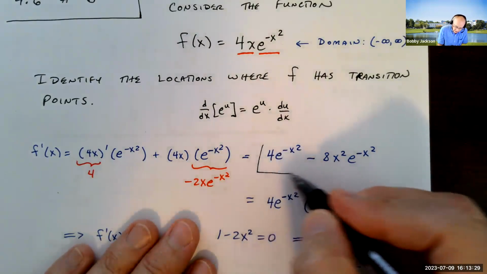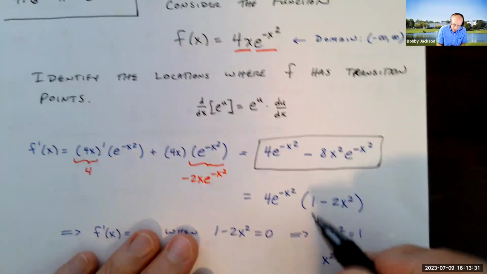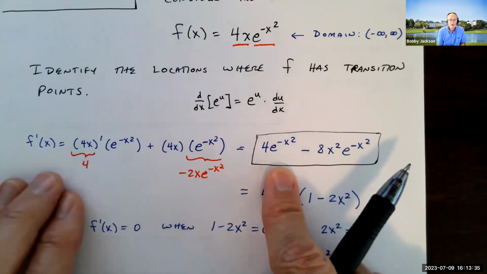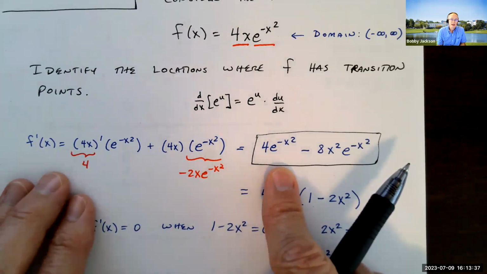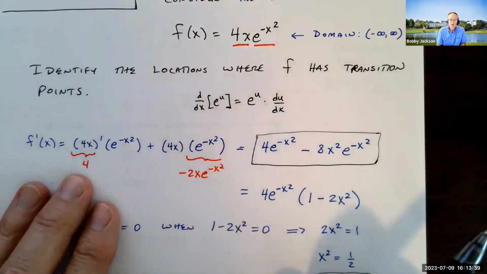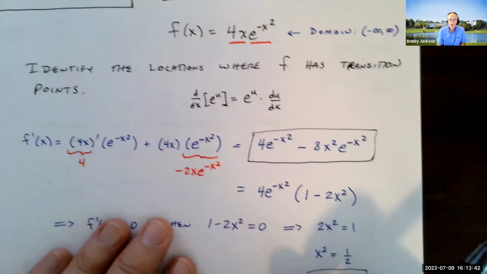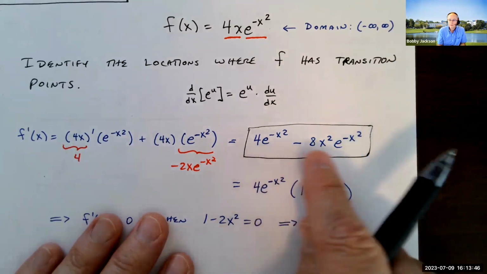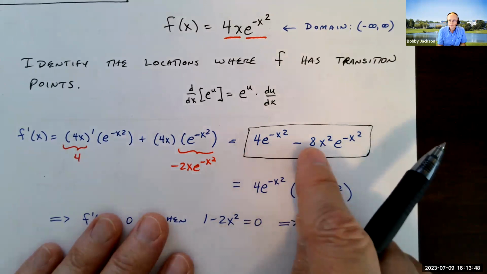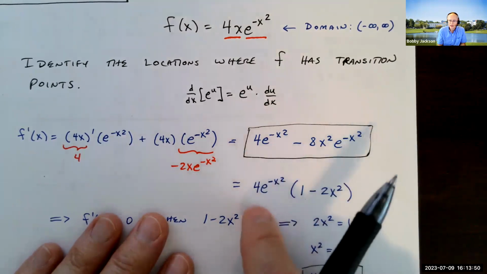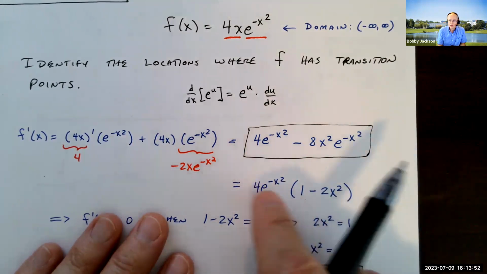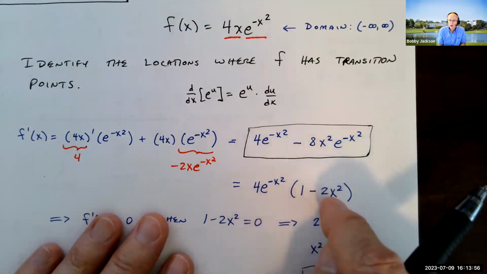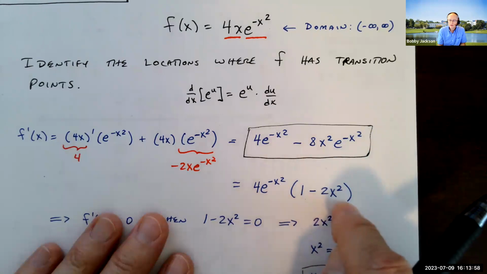I'm going to use that to find my second derivative in a minute, but I'm going to go ahead and factor this because I want to know when the derivative is either 0 or undefined, so I can talk about possible transition points. The best way to do that is to factor this expression, and I can factor out a 4 and the e to the negative x squared. That leaves 1 here. Factoring a 4 out of 8 leaves 2, and I'm just left with the x squared. So this factors this way.